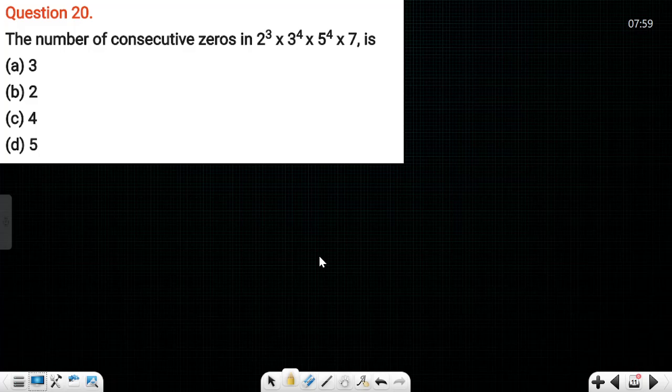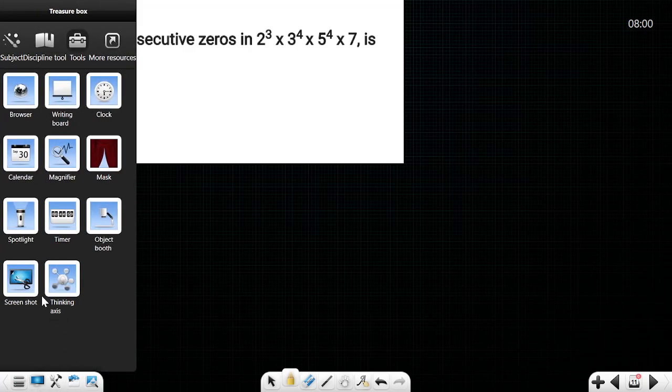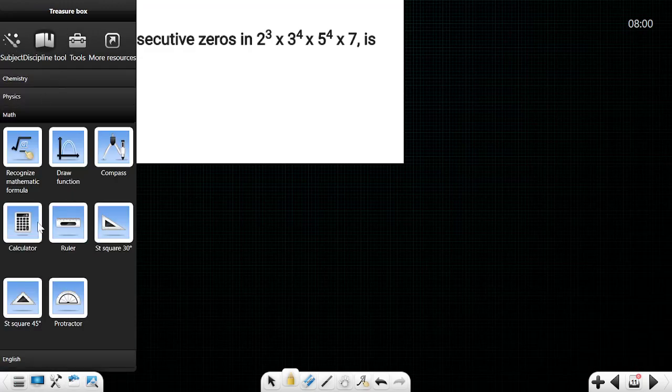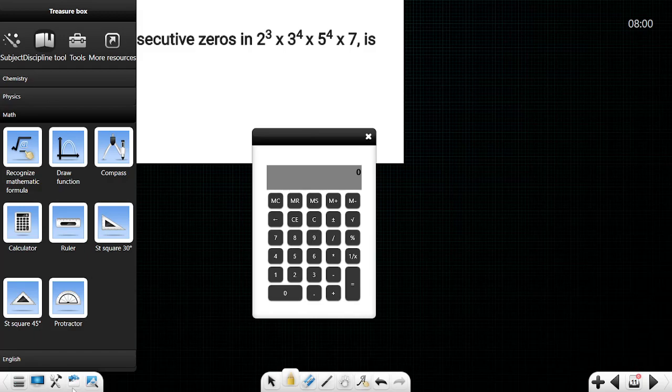Question number 20. Number of consecutive zeros in 2 cube, 3 power 4, 5 power 4 into 7. What is the meaning of consecutive zeros? At the end of the number, you will be getting zeros, right? Like for 100, 2 consecutive zeros. For 1000, 3 consecutive zeros. For 10,000, 4 consecutive zeros. So like that, at the end of this number, how many consecutive zeros are going to come? Very simple, we can use a calculator and do the question, right? That is called foolishness, we should not use it, but still, I will show you.